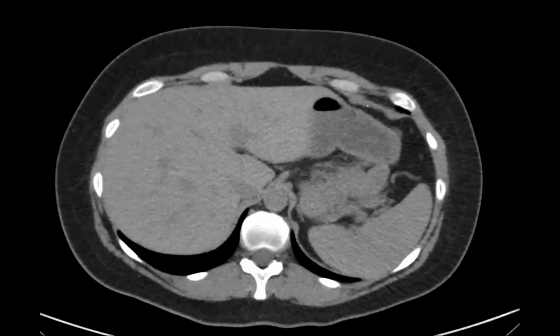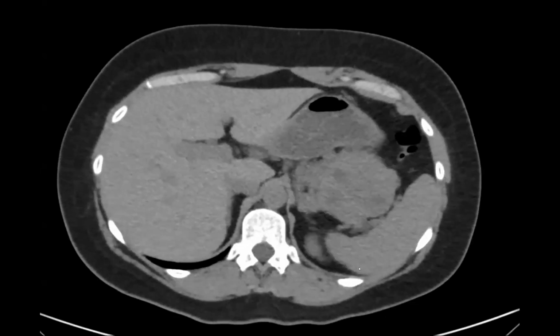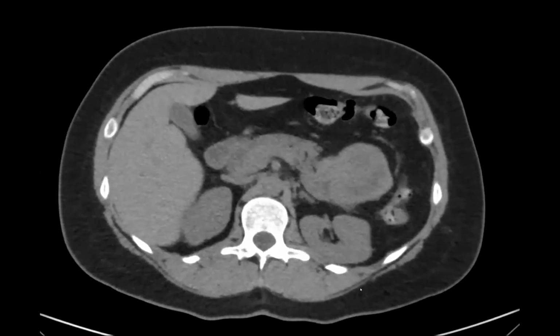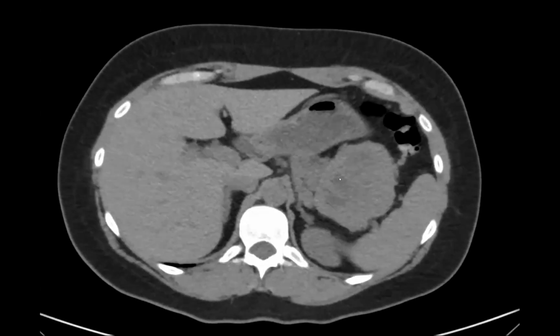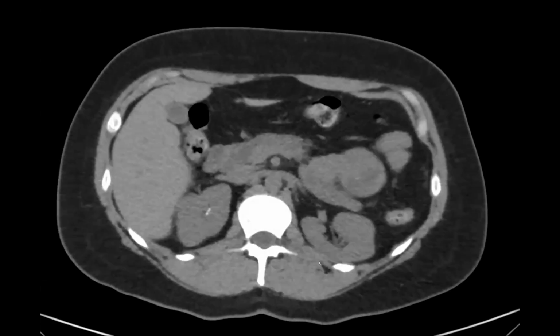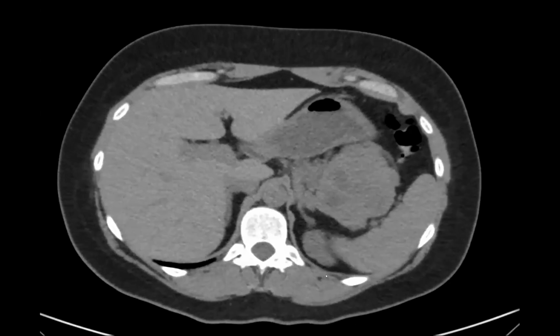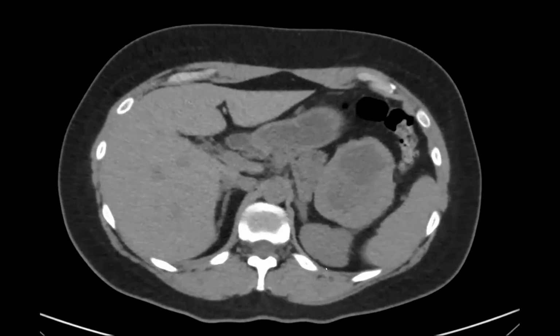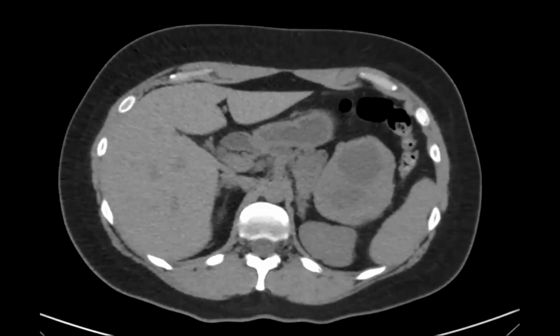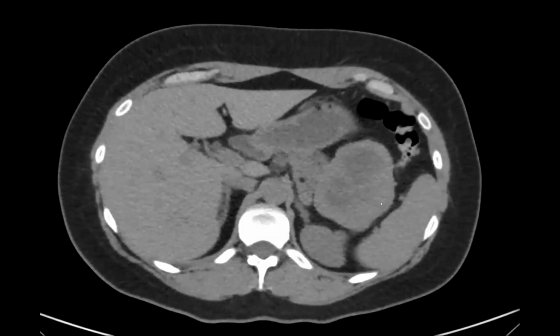Okay, this is my next case. So residents, what do you think? I'll just tell you this: there's a mass and it's coming from the pancreas. The claw sign is kind of right there. I'll show you an MRI in a minute, but just based on the CT, what are you thinking about this? The patient is a 30-year-old female.